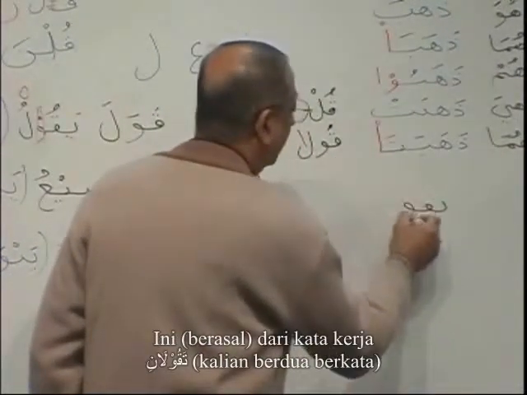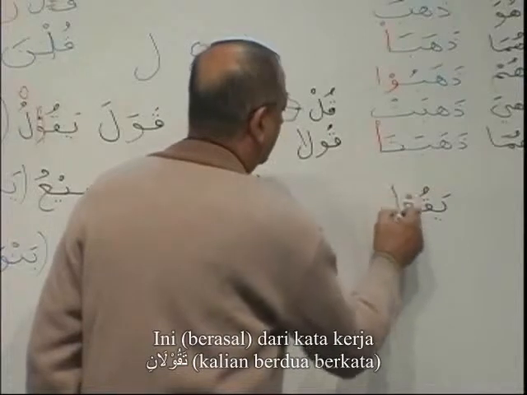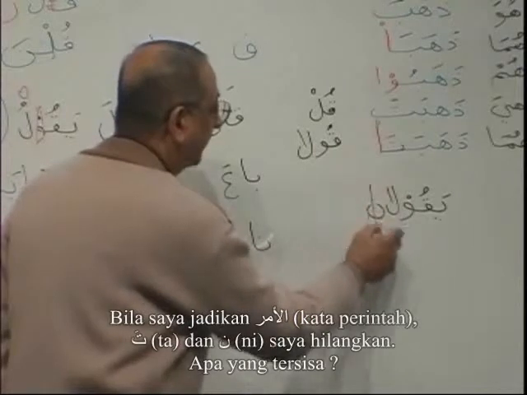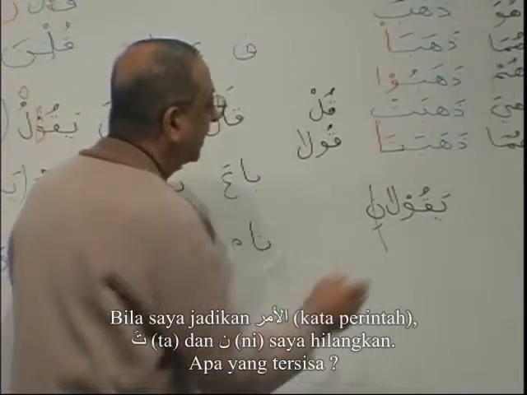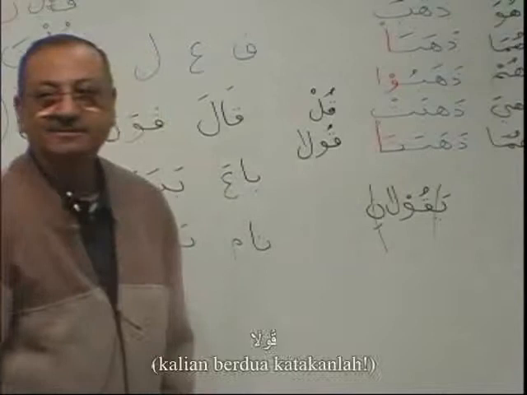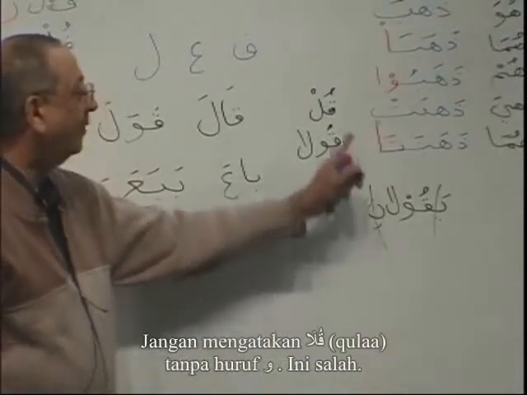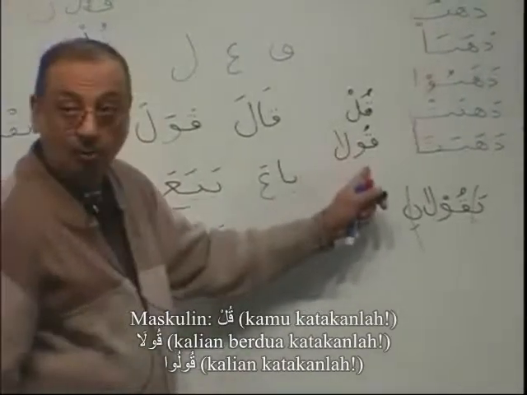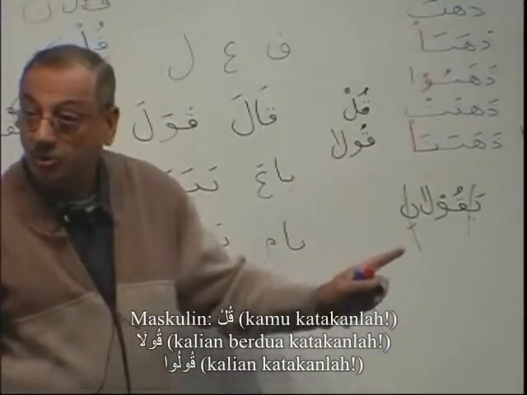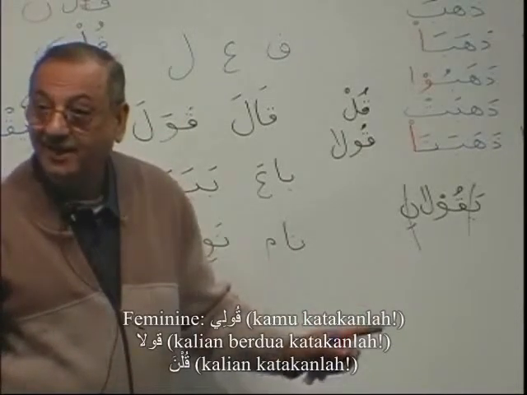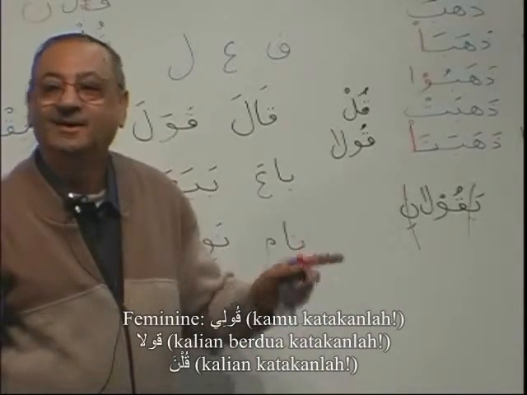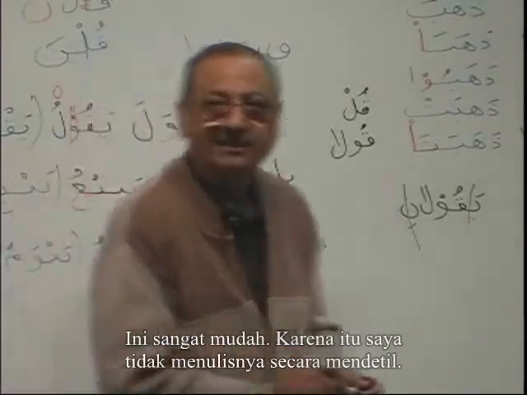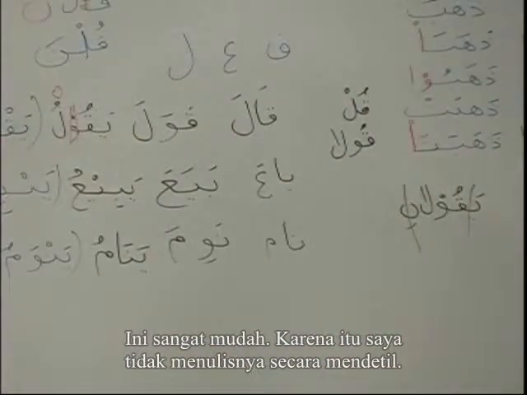It is yakulani. If I make amar, I drop this. Okay, brothers and sisters? I drop this. What is left? Kula. See, with waw. But do not say kula without waw. That will be wrong. So kul, kula, kulu, kuli, kula, and then kulna. It's very easy, brother. That's why I'm not writing in detail, brothers and sisters.